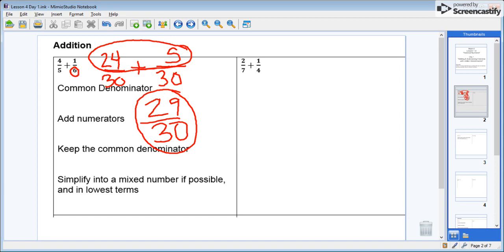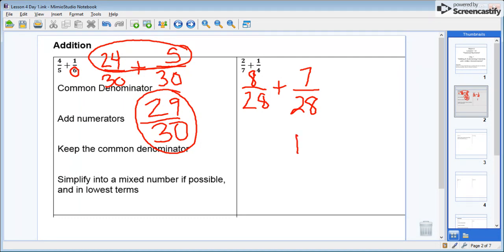Our second example, 2/7 plus 1/4, our common denominator would be 28. The 7 had to get multiplied by 4, so I also have to multiply the numerator by 4, which means that's 8. Addition stays as addition. The second fraction, the 4, had to get multiplied by 7 to become 28, and then the 1 also has to get multiplied by 7. Once I have that intact, I can now add my numerators.